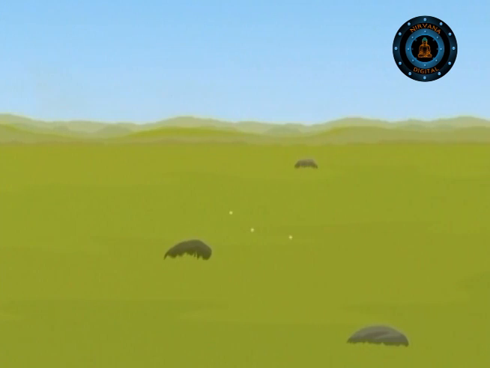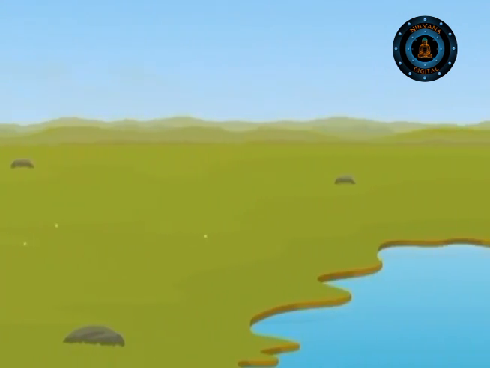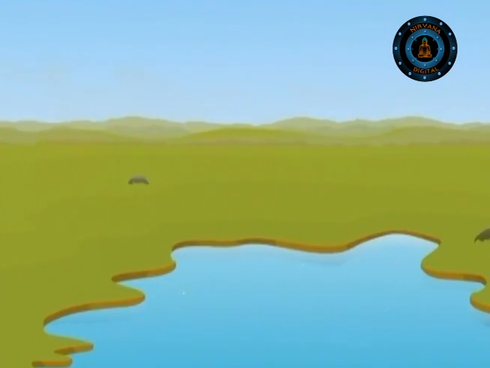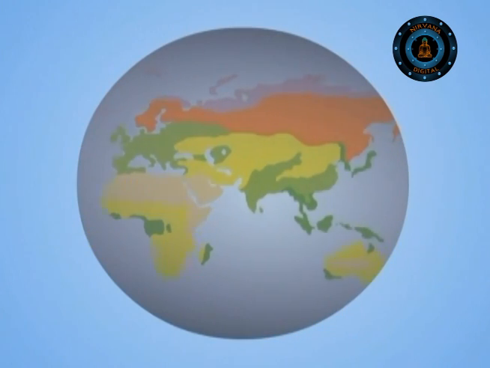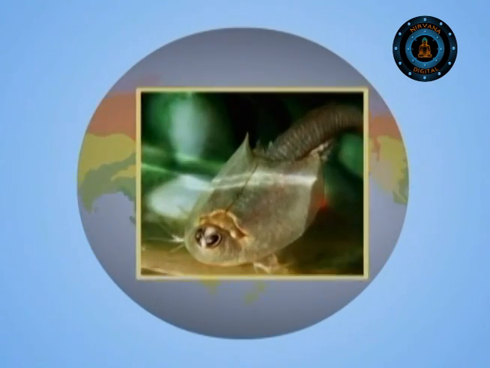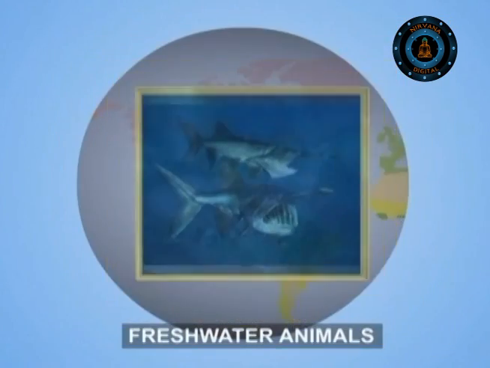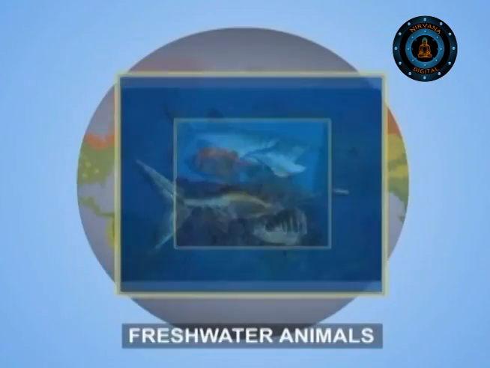They may even be carried far away to a new destination by wind or in the guts of a large animal. Due to this transportation, many freshwater animals have a continental or worldwide distribution.